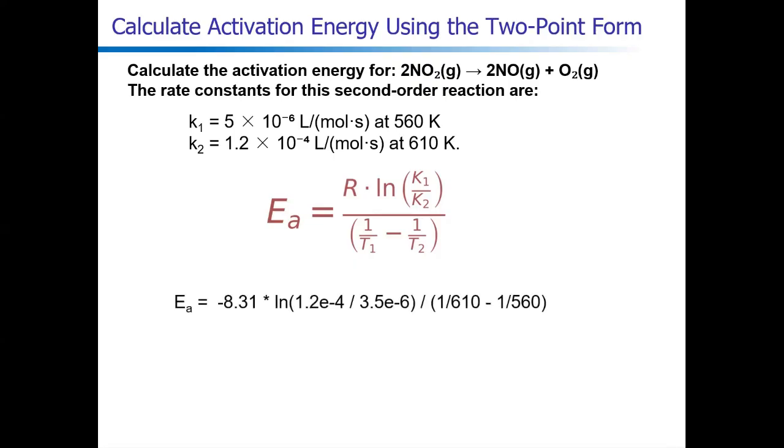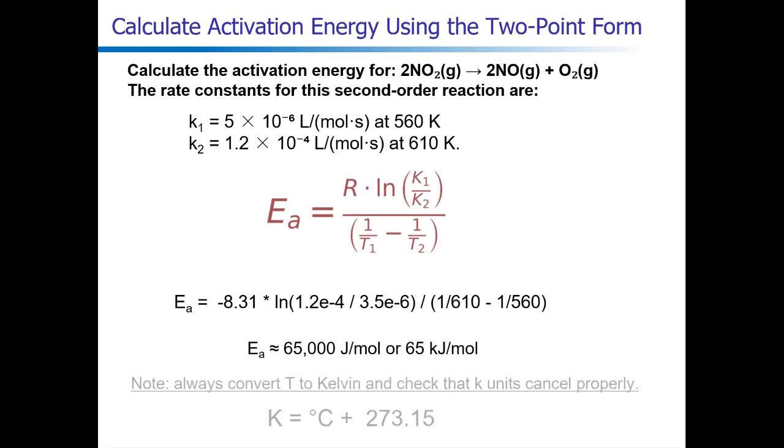Substitute the known values into the equation, and make sure you match the rate constants to the correct temperature, and always use Kelvin for temperature. R is the gas constant, 8.31 joules per mole Kelvin, and we're using the natural log of the k ratio. Solving the equation gives us an activation energy of about 65,000 joules per mole, or rather 65 kilojoules per mole. As a quick reminder, always convert temperature to Kelvin. Quite often, temperature is given in Celsius and will need to be converted using this equation here.